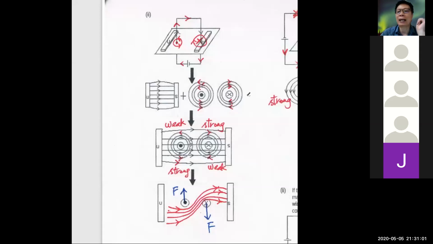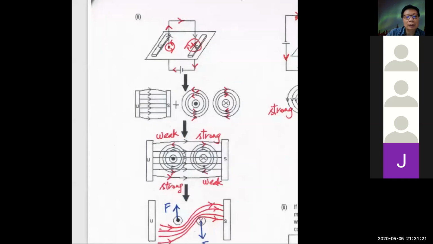These two are from the current. So when these two magnetic fields interact, when they clash, what you do is you put this one inside here, and it becomes like that. This one put here, this one put here. So now you can see carefully. You must see carefully why here is weak, why here is strong, why here is strong, why here is weak. I don't want to tell you. Can you tell me why?